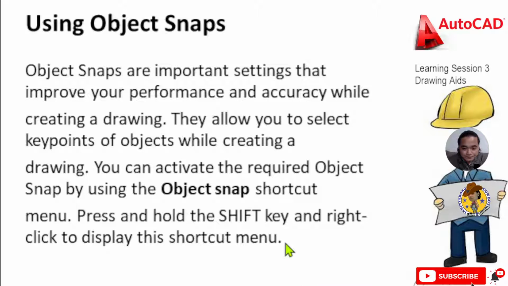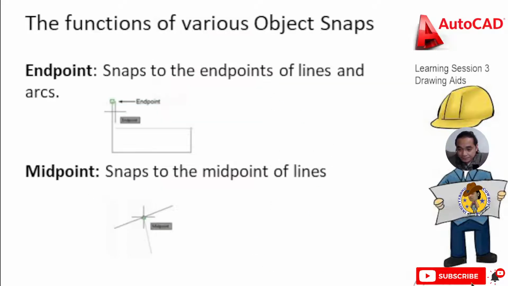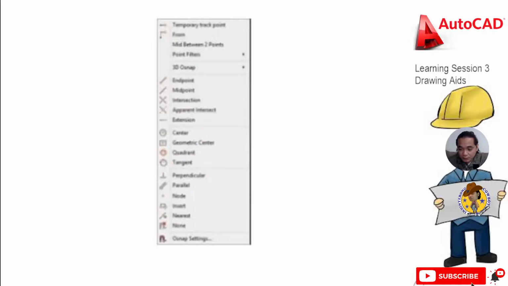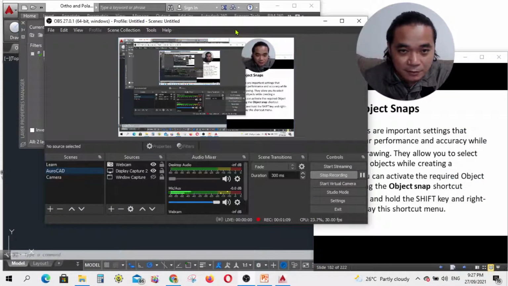Next, this is the object snap icons, guys, and the functions of the various object snaps. Let's try to see that one in the software. Hope you can follow.